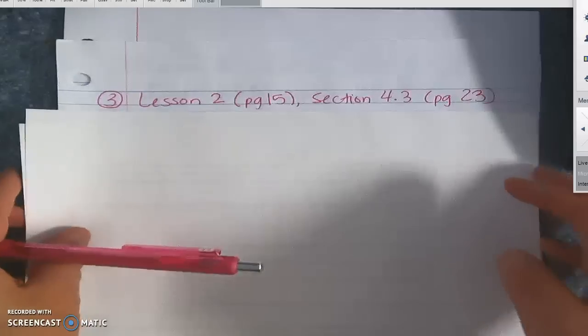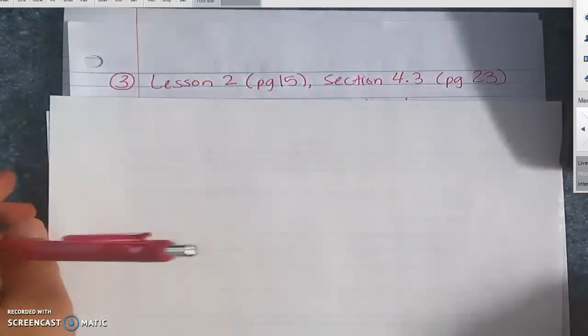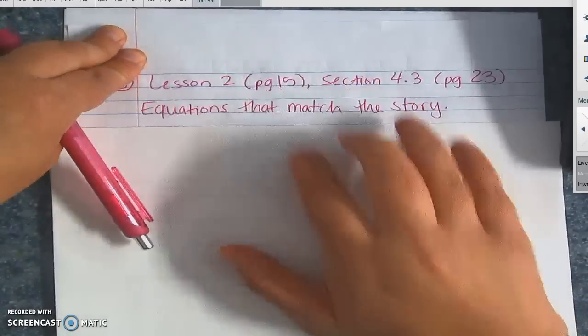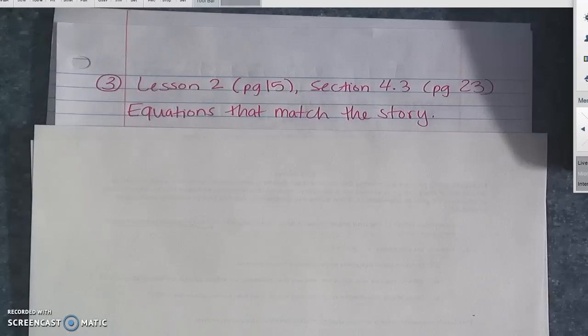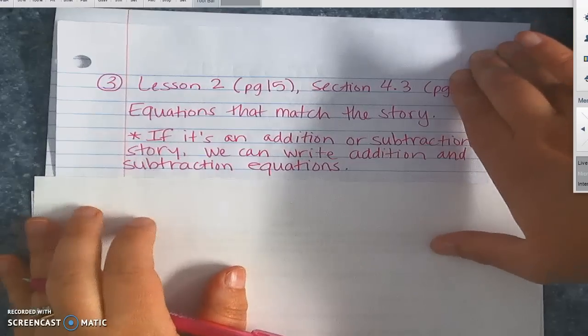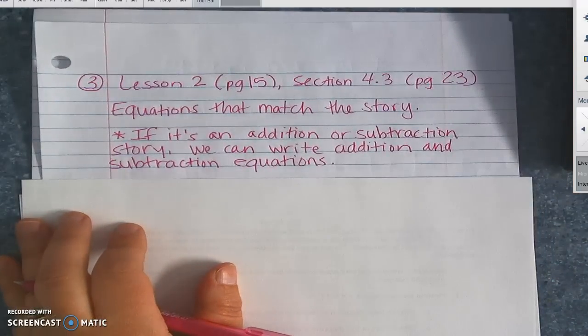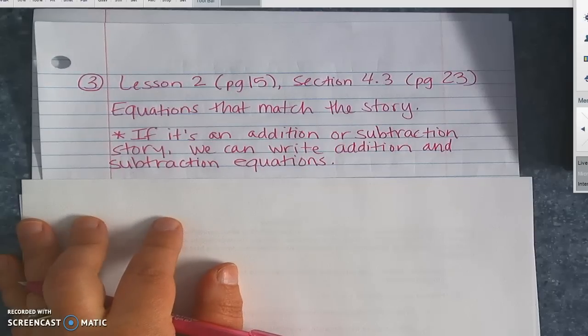All right, this next part comes from Lesson 2 and Section 4.3, and this is equations that match the story. So there's going to be a story problem, and you need to decide which of the equations represent the story. If it's an addition or subtraction story, we can write addition and subtraction equations. So please pause to write that down.